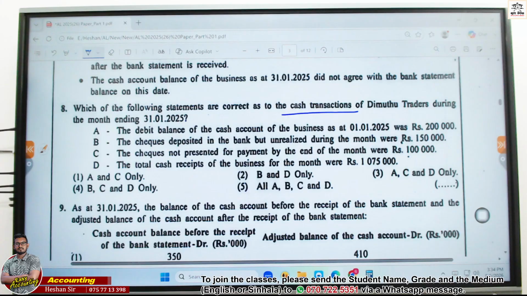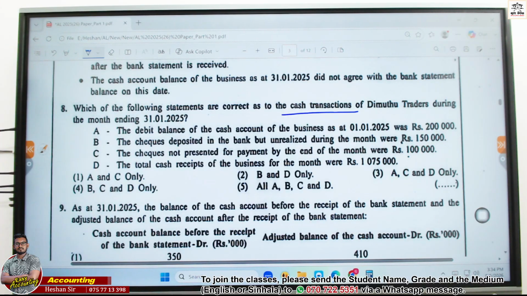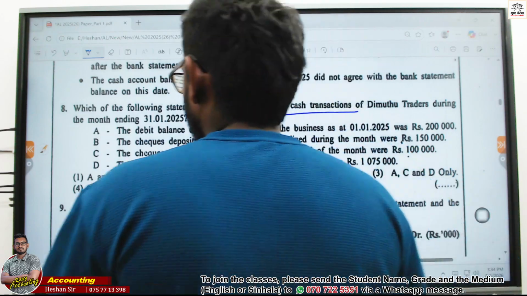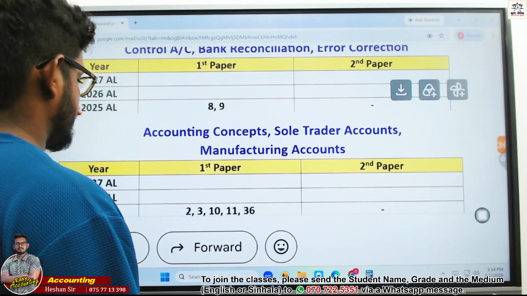The debit balance of the cash account of the business as at 1st of January 2025 was 200,000. Let's see. කොහොමද ගන්න debit balance එක? How do we take the debit balance? අපිට මේකයි තියෙන්නේ.